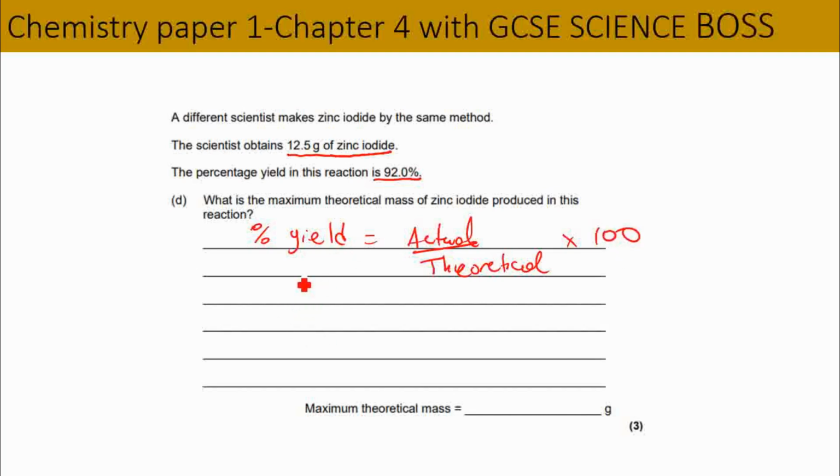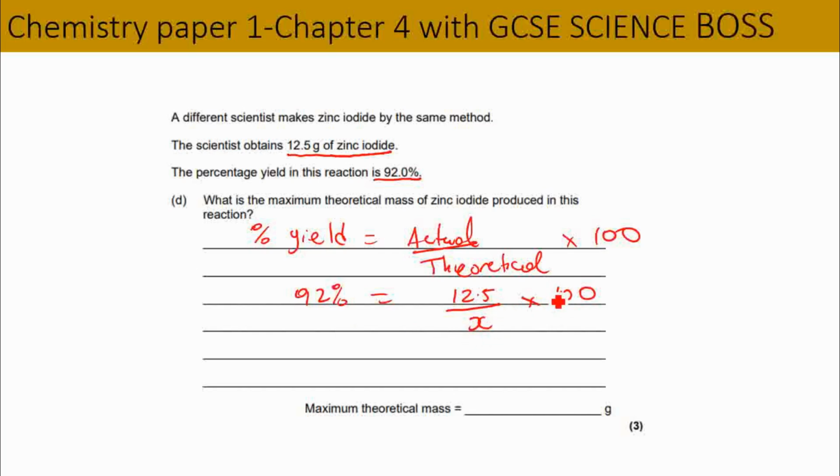So what do we do? What's our percentage yield? 92%. So I'm going to put that there, is equal to my maximum theoretical yield. So what's my actual? 12.5 over x, because we don't know what that is, and we're going to times that by 100.